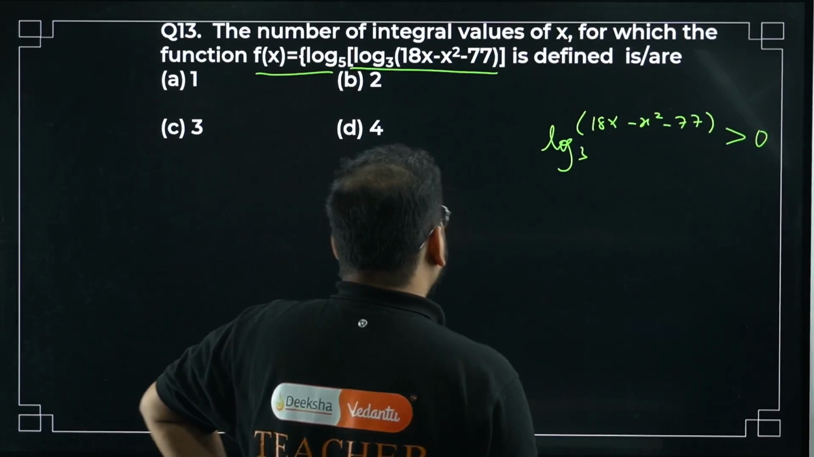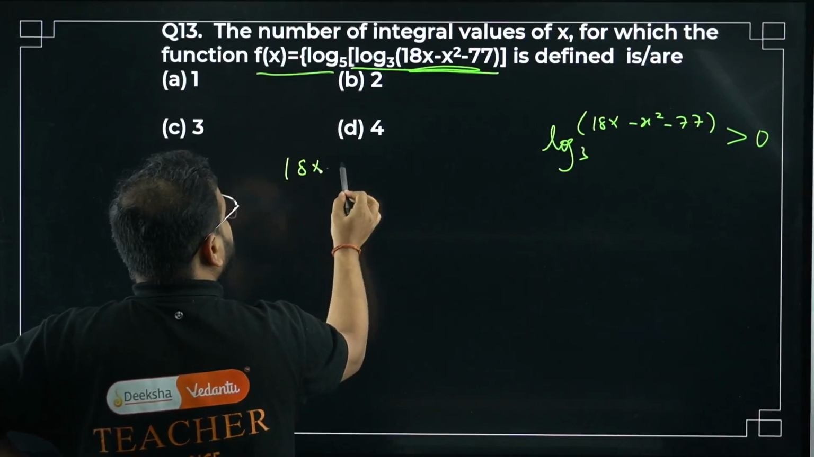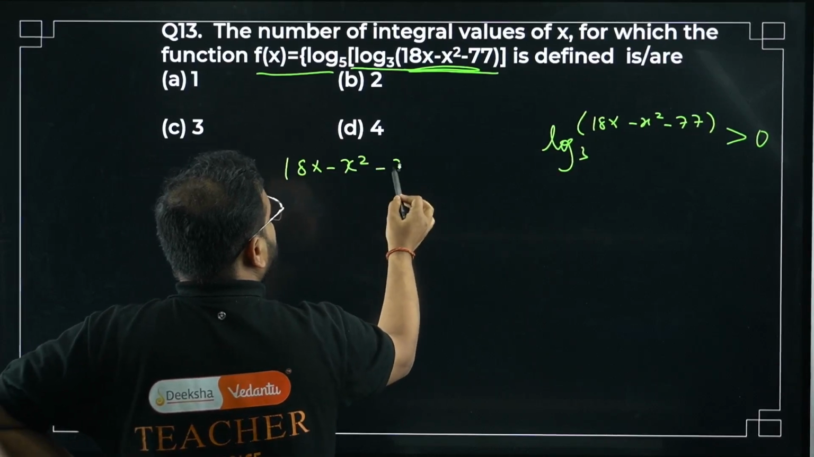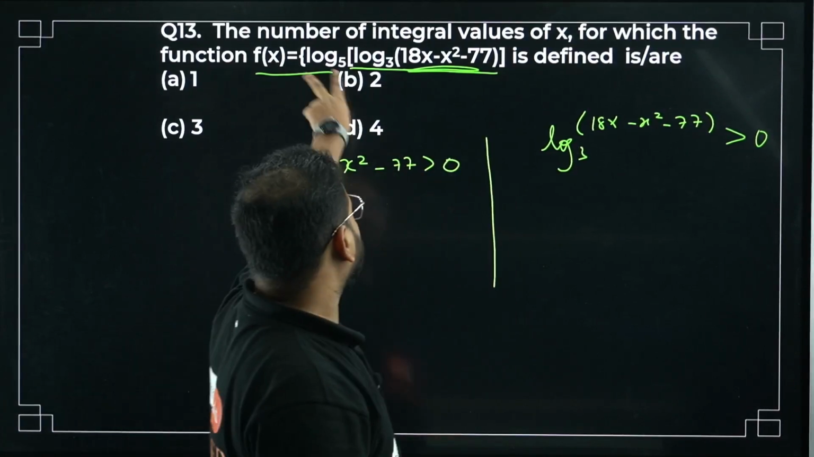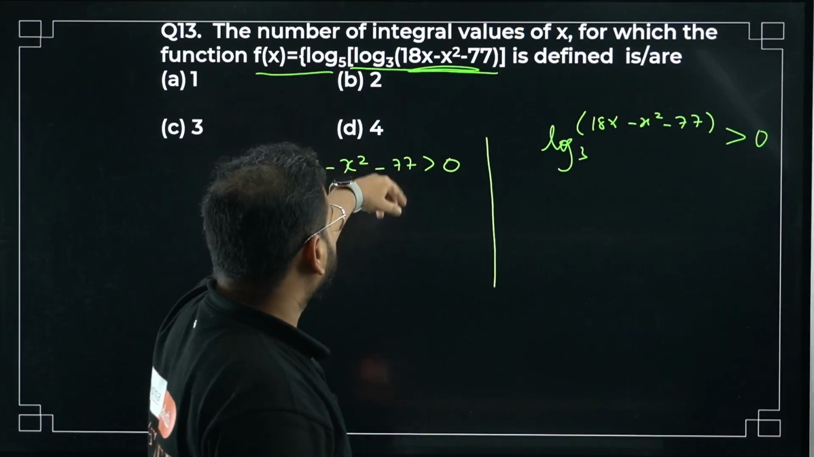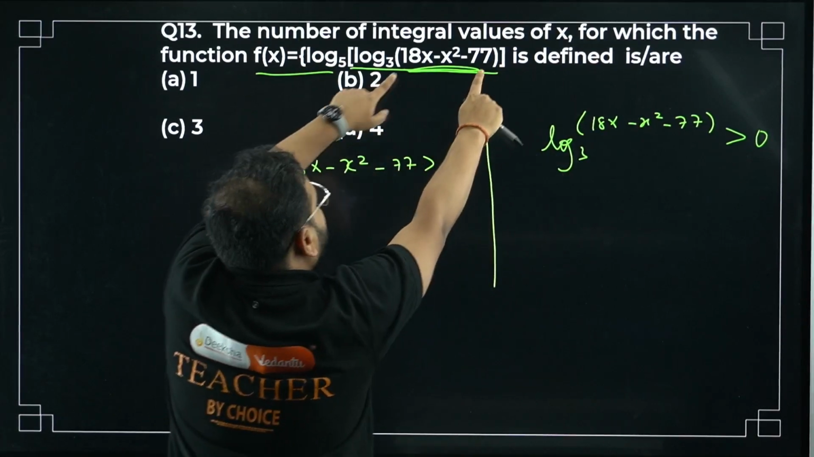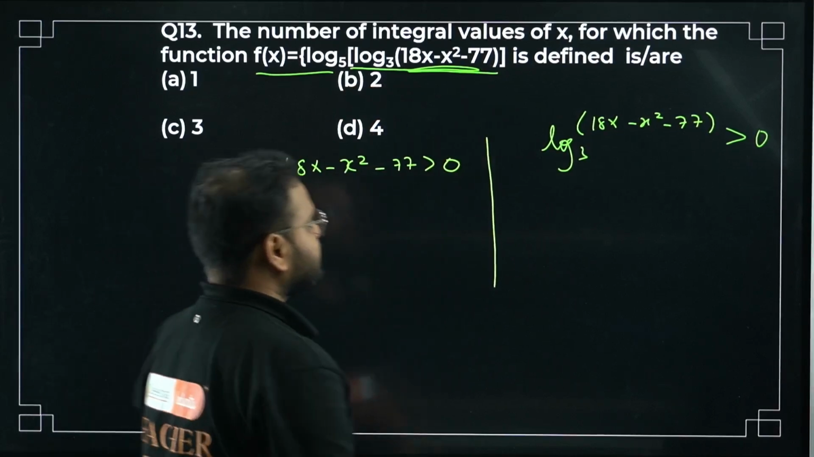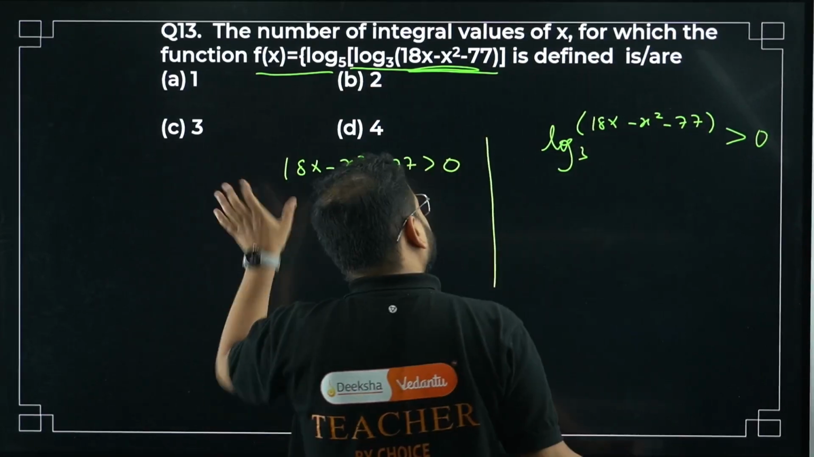Alright, and we also have one more condition. This also has to be greater than 0: 18x minus x square minus 77 should always be greater than 0. We have two conditions over here, one for the first log and one for the second log. For the first log, this is the operating value, so greater than 0. For the second log, this is the operating value over here. It will be difficult to find, that's why I've taken this part like this.